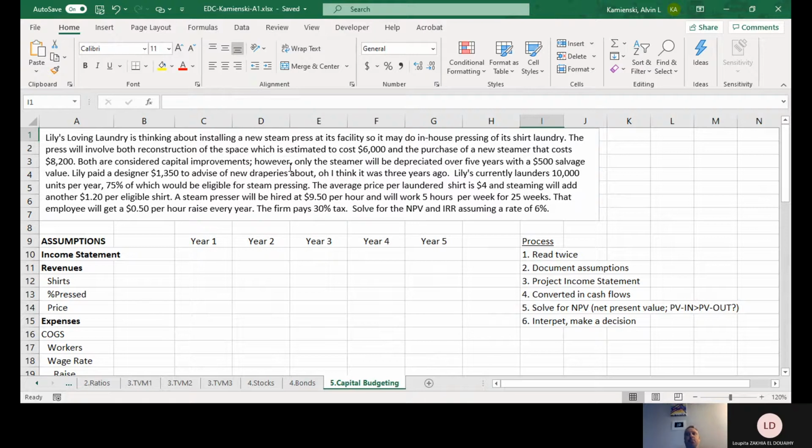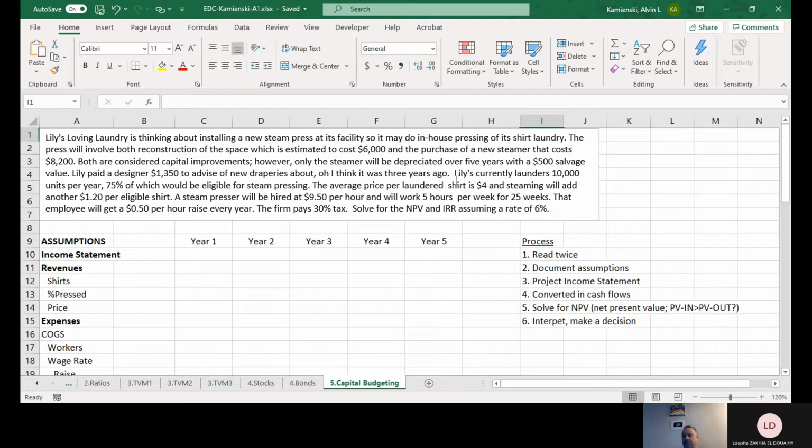But as it relates to depreciation, we're only going to depreciate that steamer. And what we're going to think is that after 5 years of use, that steamer will have what's called a salvage value of $500. Now, what happened is Lily paid a designer about $1,300 a few years ago to say, hey, I'm thinking about putting the steamer in. I'm going to need some draperies to hide it. How am I going to make the floor not look bad? And so she got some advice.